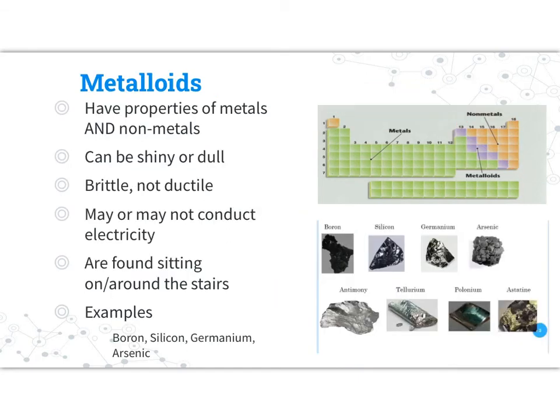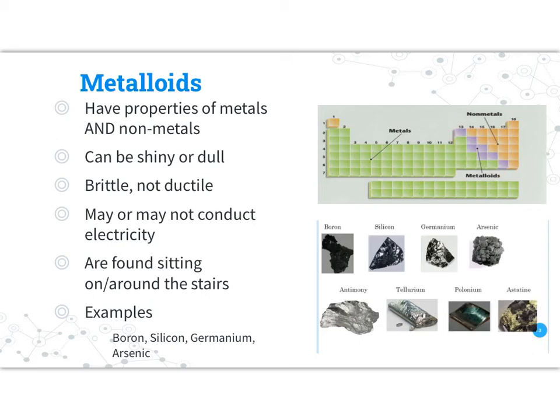The metalloids have properties of metals and nonmetals. So they can be shiny or dull. They can be brittle, but not ductile. They may or may not conduct electricity. Like silicon is a great conductor. Boron is not. They are found sitting on and around that staircase.